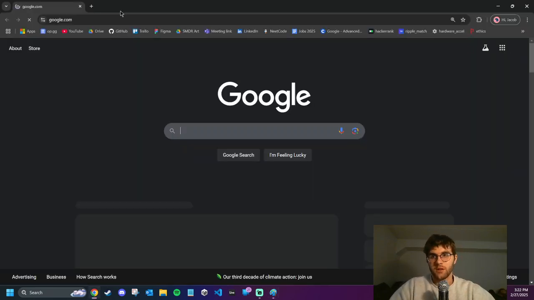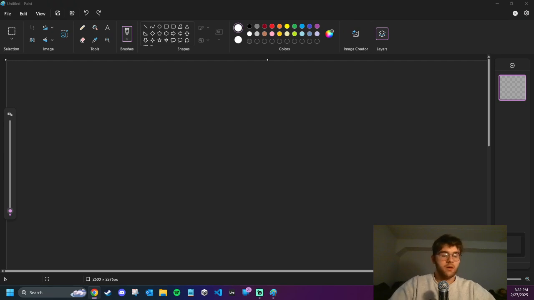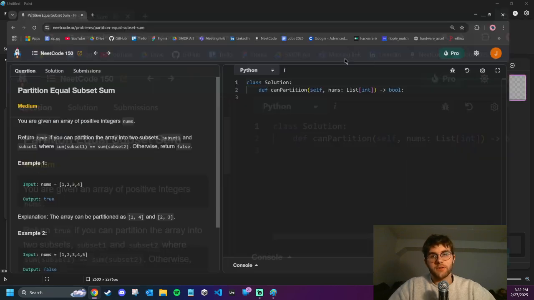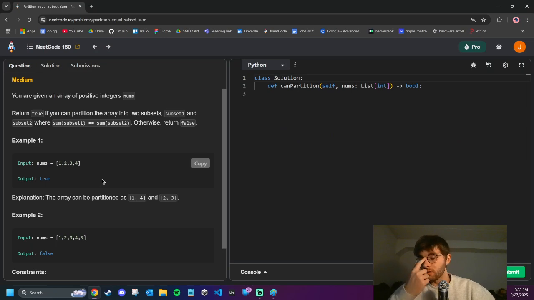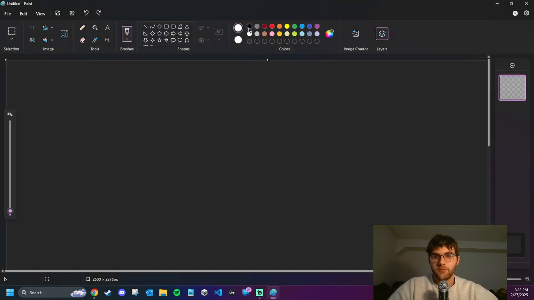Oh man. Okay, so what I was thinking is if we want to draw out a decision tree for this, we know we're always going to have two subsets. So let's say we have 1, 2, 3, 4. The way I'm thinking of it is, we look at this first number. We have two choices. We can either add it to the left subset or to the right subset.